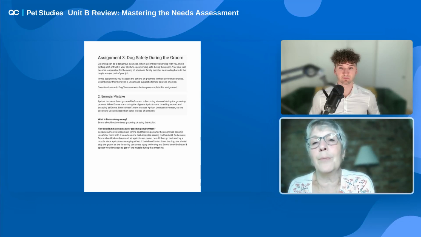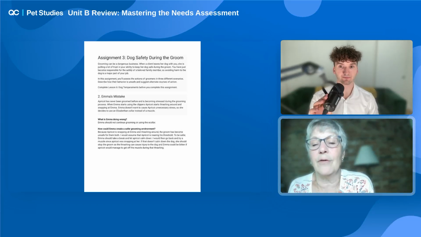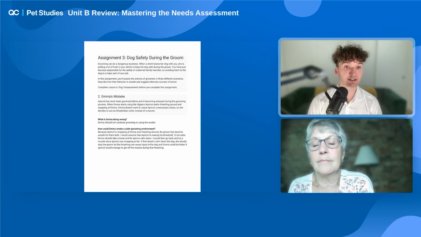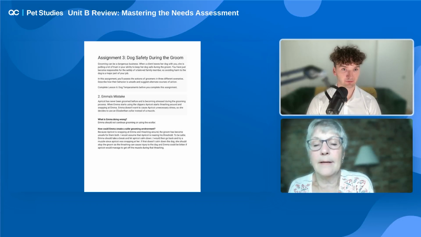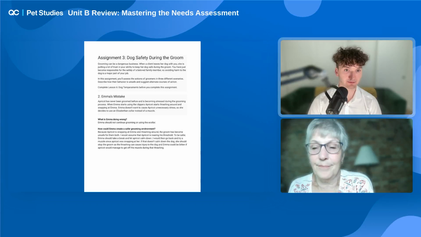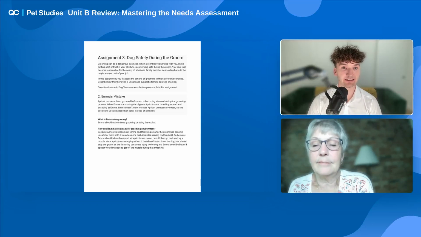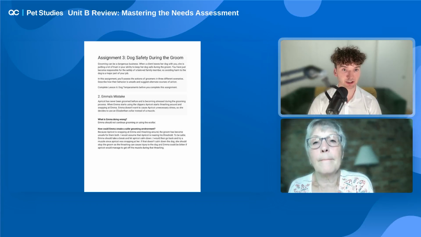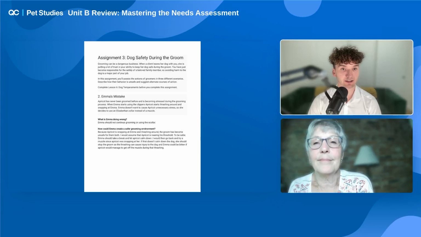So to keep her protected, what did she suggest to do to keep things safer? So how could Emma create a safer grooming environment? Response: because Apricot is snapping at Emma and thrashing around, the groom has become unsafe for both of them. So like you said, I would assume that Apricot is nearing his threshold. To be safer, Emma should take a break and let Apricot calm down. I would then go back and try a muzzle, since Apricot was snapping at her. If that doesn't calm down the dog, she should stop the groom, as the thrashing can cause injury to the dog, and Emma could be bitten if Apricot would manage to get off the muzzle during the thrashing.